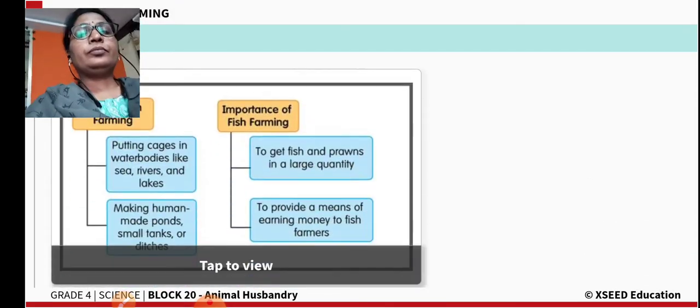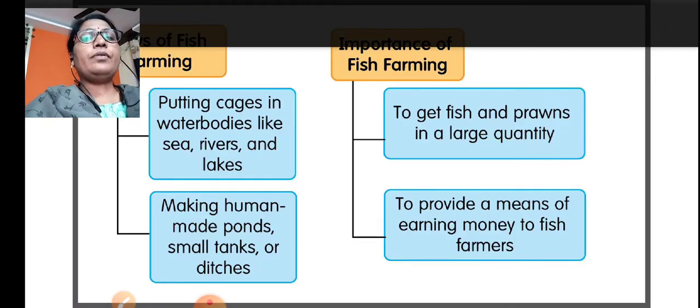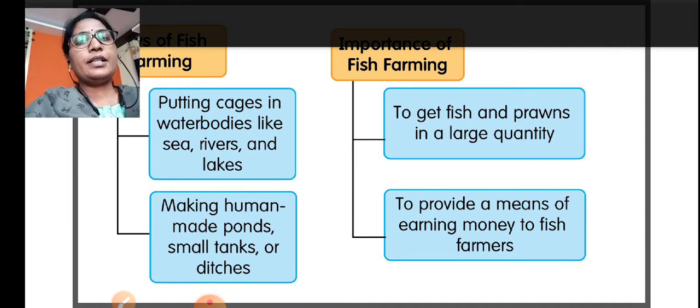Okay, so, this picture will tell you how important fish farming is and what are the necessary things for fish farming. Putting cages in water bodies like seas, rivers, and lakes, and making human made ponds, small tanks, or ditches. This is just how to set up the fish farming.